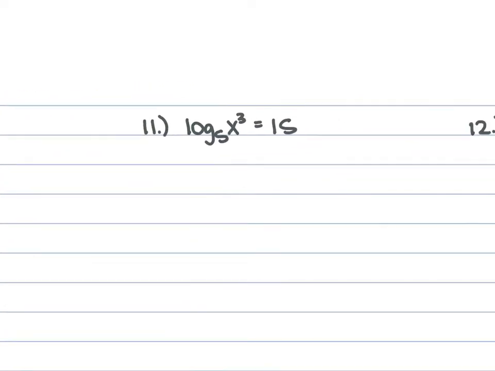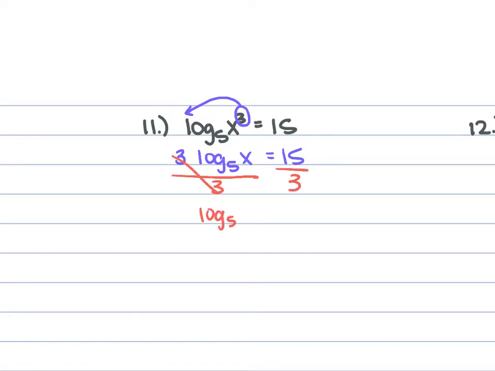For 11, we have log base 5 of x to the third power is equal to 15. So again, we're going to take this 3, we're going to move it in front. So 3 times log base 5 of x is equal to 15. We're going to divide each side by 3. We get log base 5 of x is equal to 5.